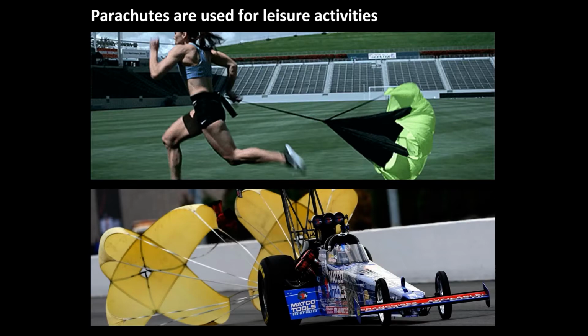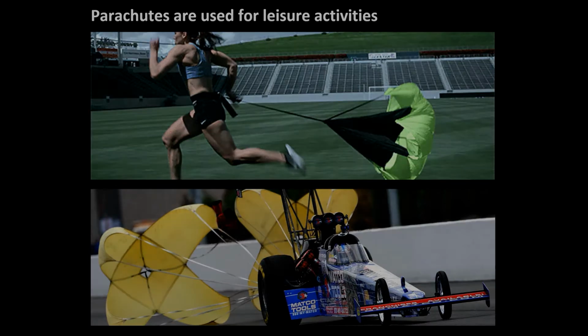Another sport that uses parachutes is drag racing. In a drag race, the cars are moving so rapidly that they are not able to slow themselves down quickly, which is why they need a parachute. It is able to decrease the car's terminal velocity or maximum speed, allowing it to come to a stop.